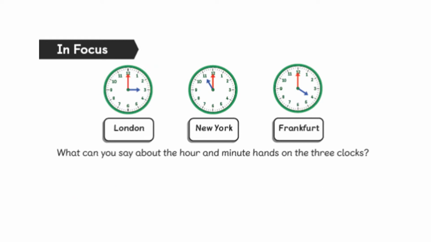Have a look at these 3 clocks. Can you talk about the hour and minute hands on the clock? Pause the video to see what you can say about the hour and minute hands on the 3 clocks. What did you notice? Did you see that the minute hands are all pointing at 12? Did you notice the hour hands are all pointing at different hours? I was looking at what was in between the hour hand and the minute hand.